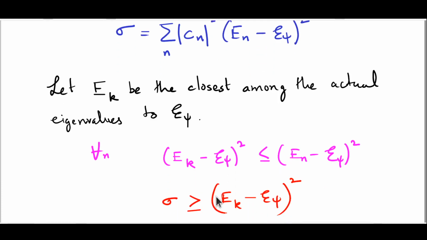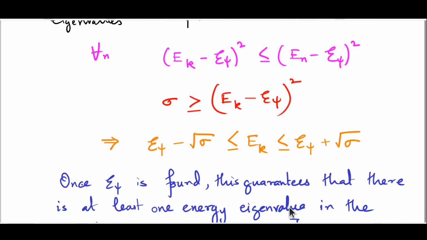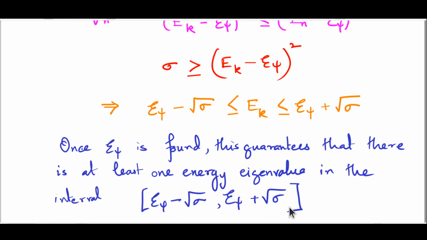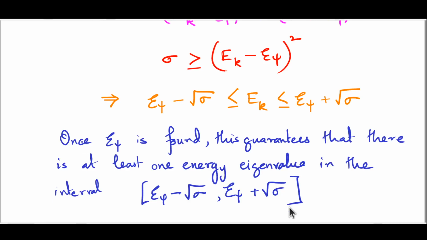And if you use that, and use a calculation which is very similar to the way in which we arrived at our variational principle, we find that sigma is bounded below by (E_k − E_psi) whole square. So the deviation of the closest energy eigenvalue from curly E psi is bounded. Its square cannot exceed sigma. And what that means is that E_k lies between E psi minus root sigma and E psi plus root sigma. And this guarantees that once E psi is found, there is at least one energy eigenvalue in the interval E psi minus root sigma to E psi plus root sigma.